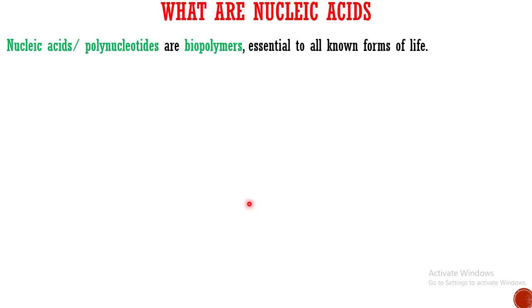These nucleic acids, sometimes also known as polynucleotides, are biopolymers present in all living forms, and they are very essential for the different functioning in living organisms. So, before going into the details, why do we call them nucleic acids? This term nucleic acid has a historical perspective.